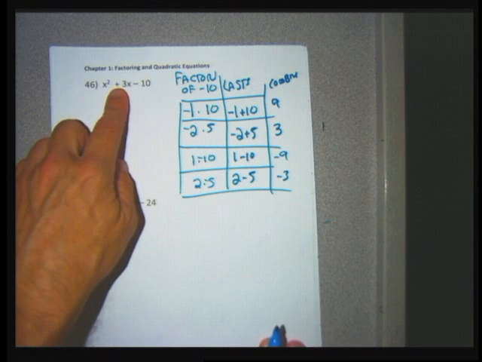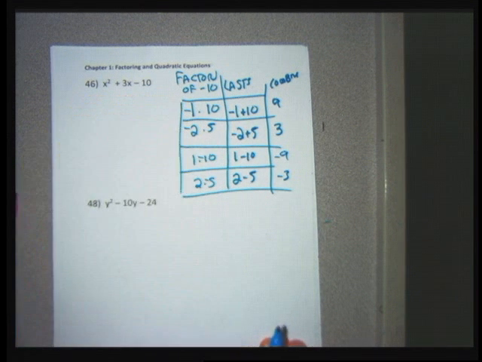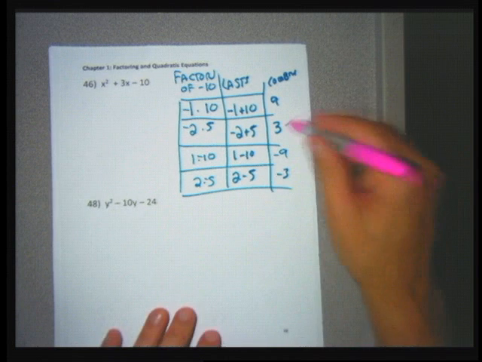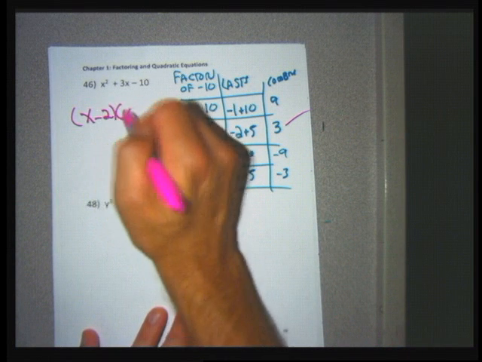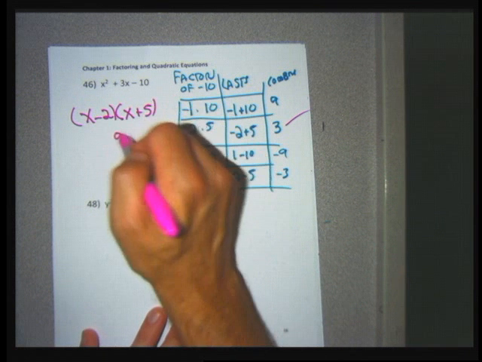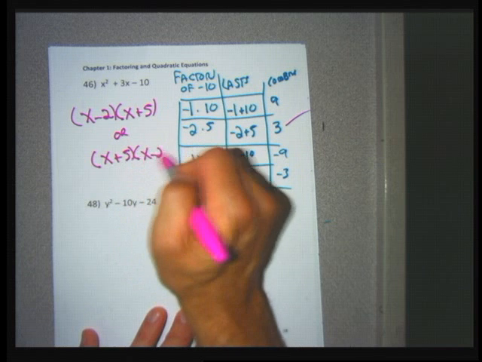When the middle number is positive and you have to put a negative sign in, you put it with the smaller number. So I can already tell this is going to be the way to go. So my answer is going to be x minus 2 times x plus 5. And again, you could have written just as well x plus 5 times x minus 2.